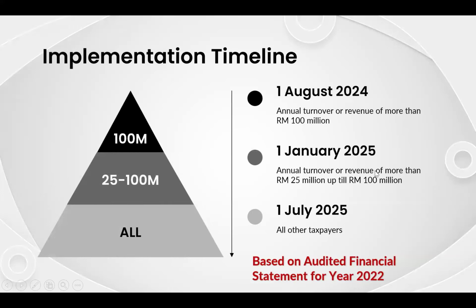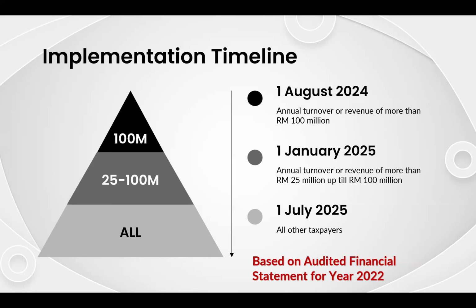The second phase will be 1st of January 2025, for turnover from 25 million up to 100 million. The last phase will be 1st July 2025. Then it's required for all taxpayers, regardless of whether you are selling nasi lemak at the roadside, or you are a chao kway teow auntie, or you are selling chicken at the pasar pagi. Everyone who is doing business or is a taxpayer needs to comply.